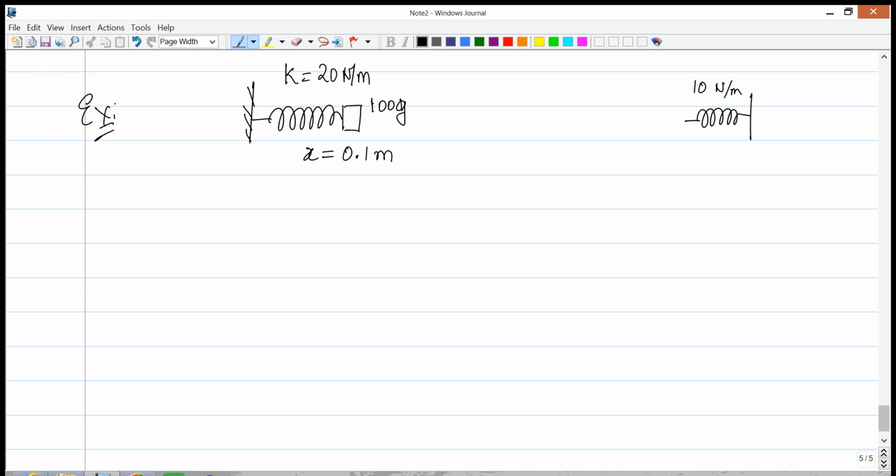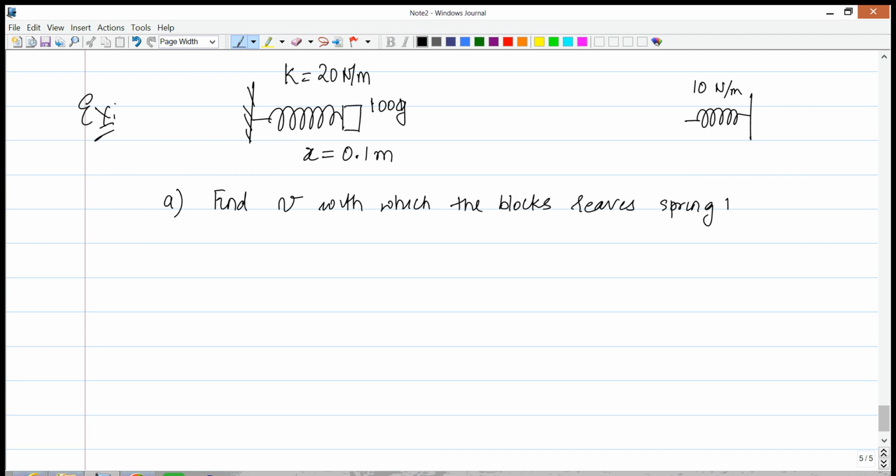And what we're going to do is we're going to compress the spring, we're going to let go. And when we let go, this mass is going to shoot out. So we've compressed the spring by 0.1 meter, which means energy is stored in the spring. We let go of the spring, which means that the mass is now going to shoot out. So first question is, find the speed with which the block leaves spring 1.